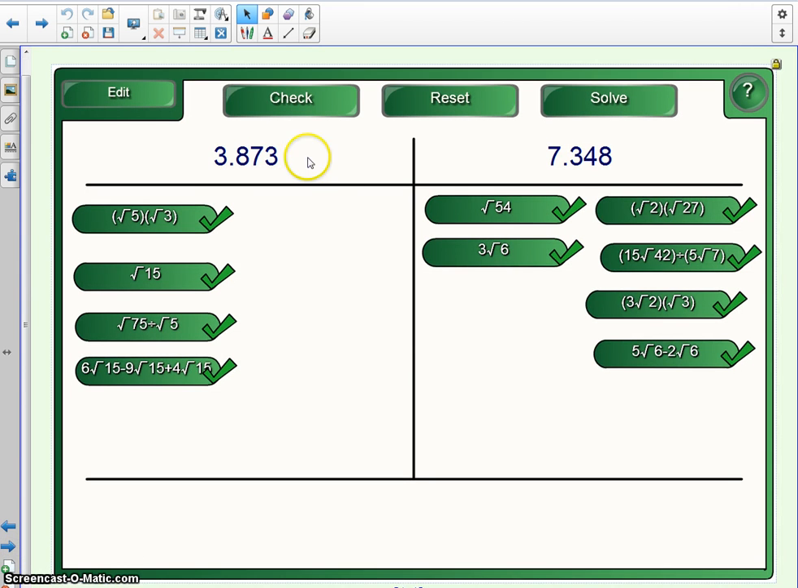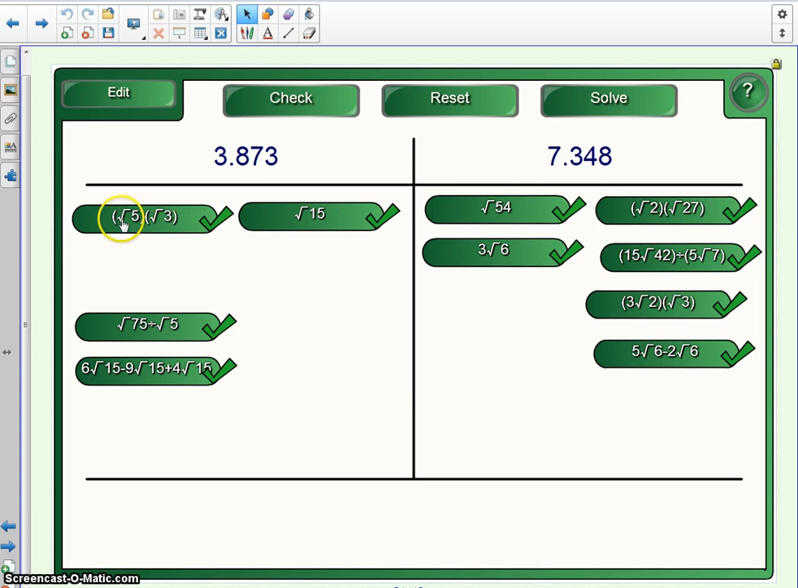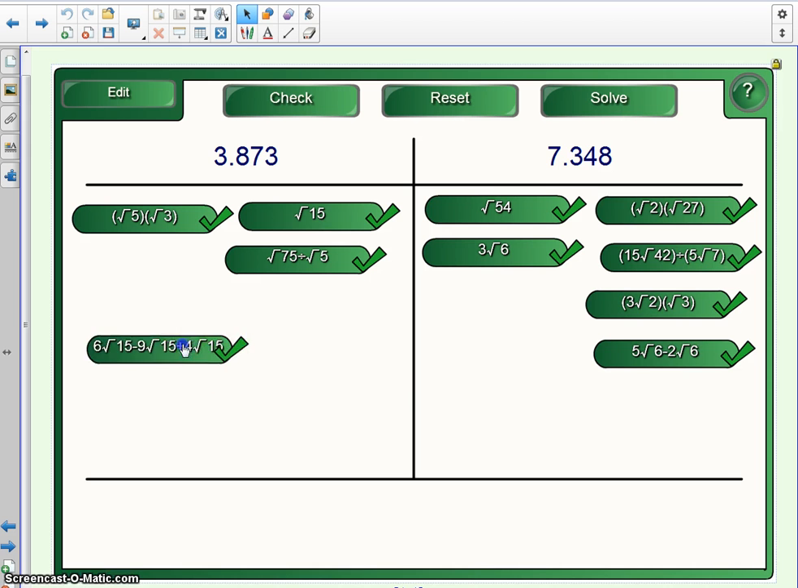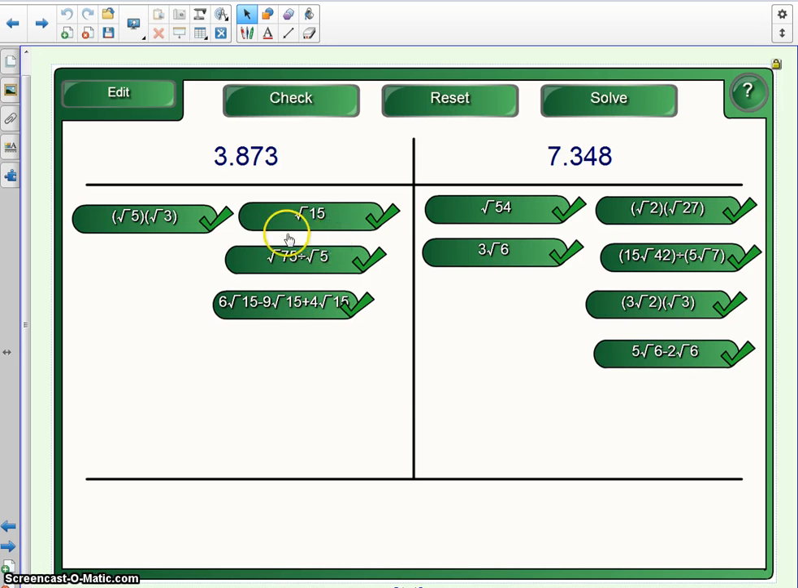So once you've grouped them, you'll see that 4 of the 10 of them were equal to 3.873 approximately. The other ones were all equal to 7.348. And from here you might start seeing some patterns. So you may notice here that root 15 is equal to root 5 times root 3. You might be able to try and figure out a rule from there, because really what is 5 times 3? It's 15. Root 75 divided by root 5, well, what's 75 divided by 5? Also 15. And you might see something going on here with these roots as well that we're adding and subtracting. We have 6 root 15 minus 9 root 15 plus 4 root 15, which is all equal to just 1 root 15. And maybe try and think about where that comes from as well.